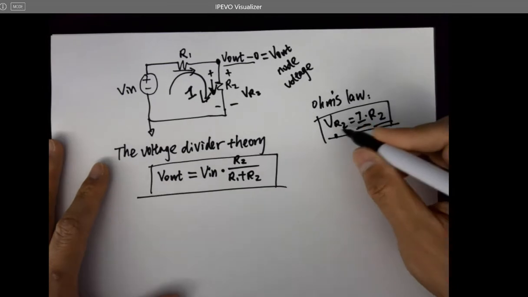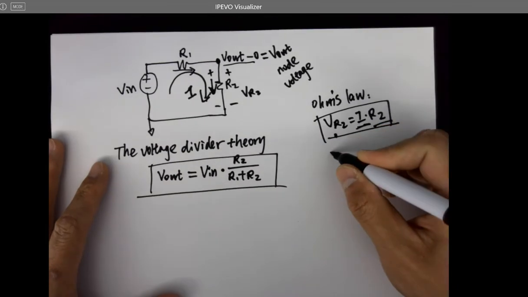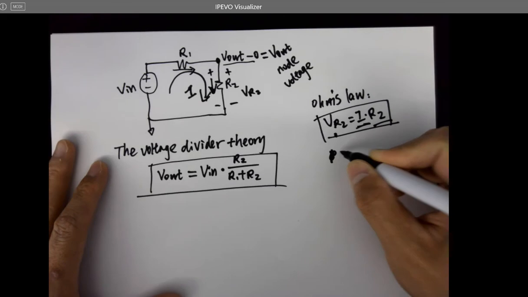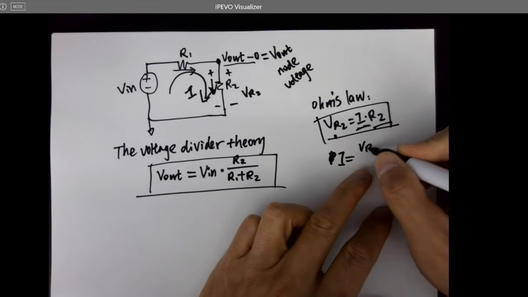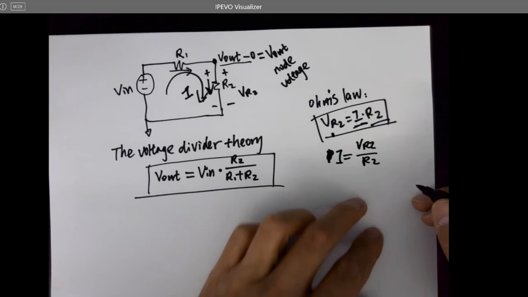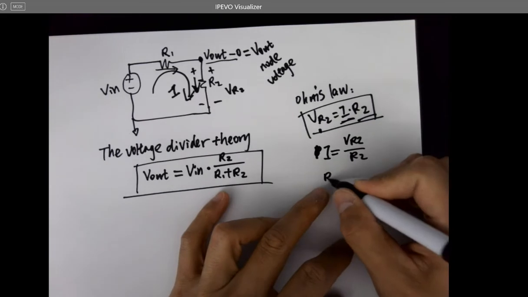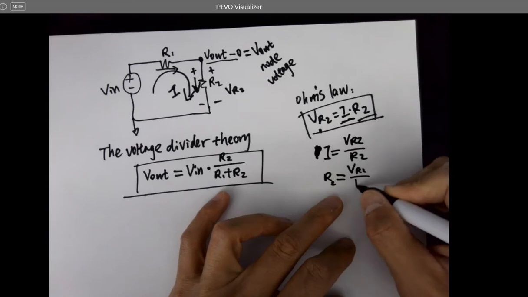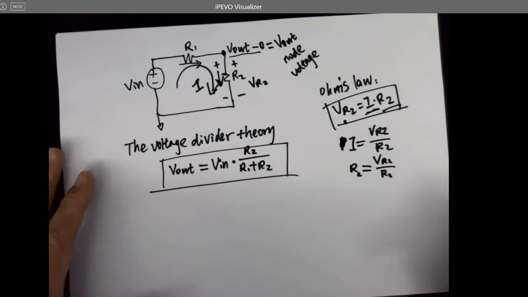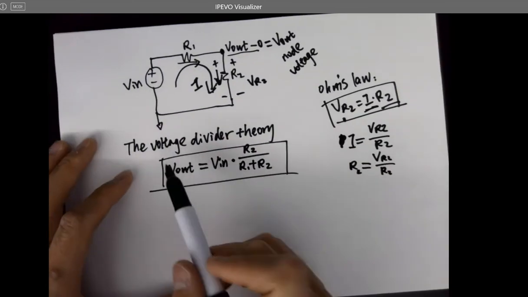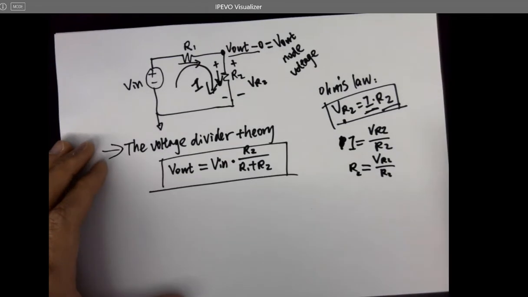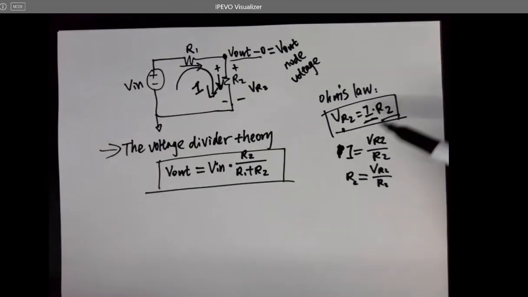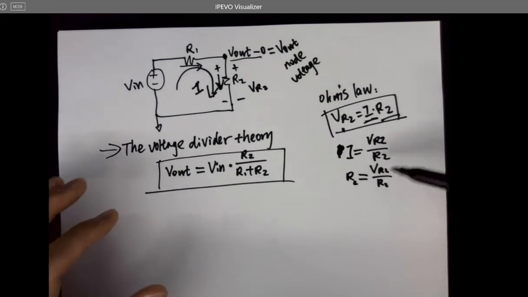And sometimes you don't know the current, but if you know the voltage and the resistance, you can calculate for the current. It's also valid. Or if you just know the voltage and the current, you can calculate for the resistance. So here we come to this point, because this is simple: V equals I times R, I equals V over R, R equals V over I.